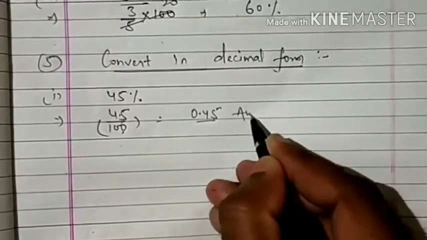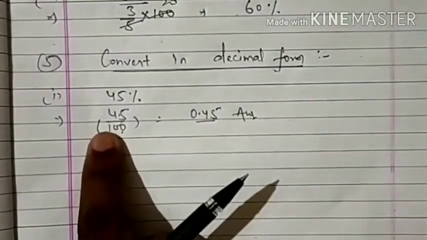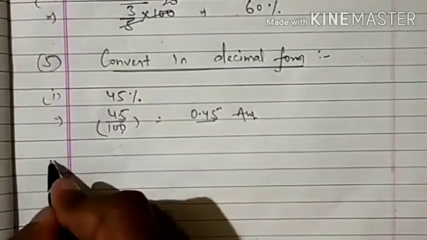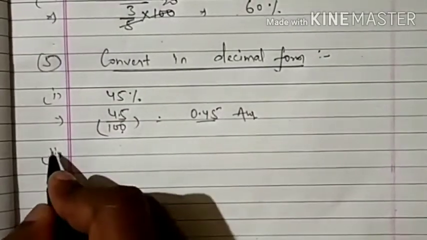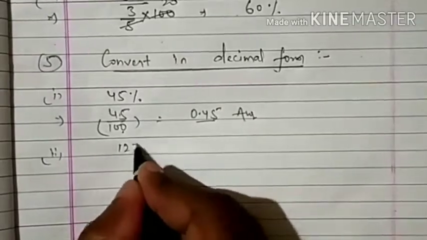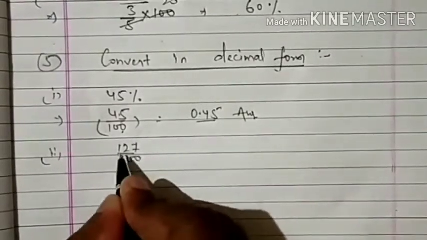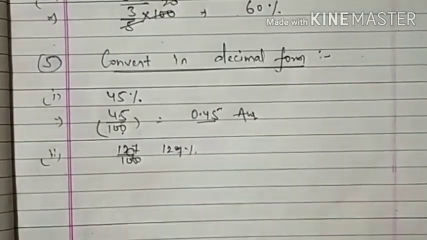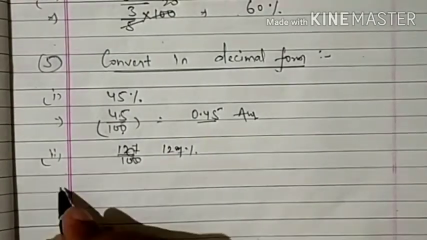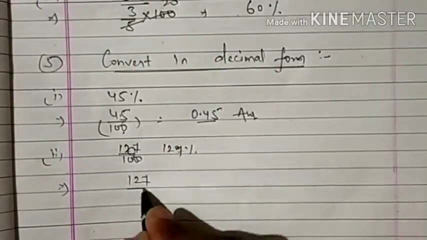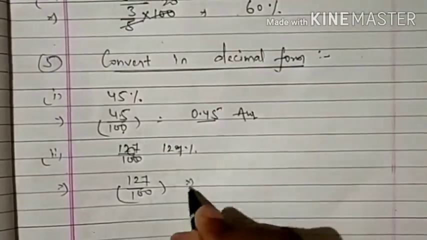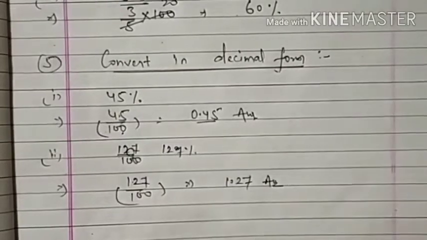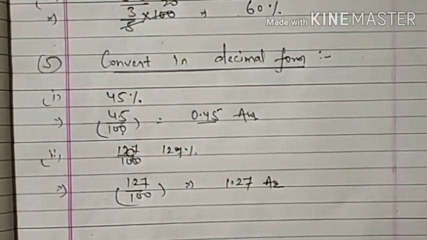0.45. Division with 10, 100, 1000, 10,000 is very easy. We simply put the decimal in the required place. And the next question is 127%. So 127% can be written as 127 by 100. So 127 divided by 100 is 1.27. This is the decimal form.